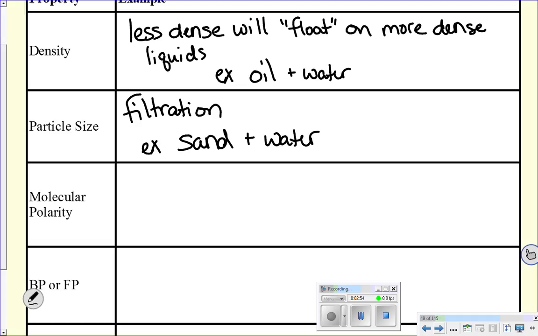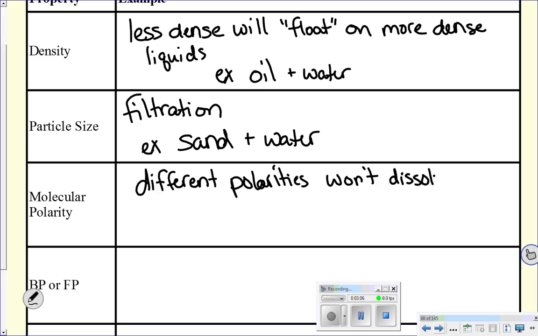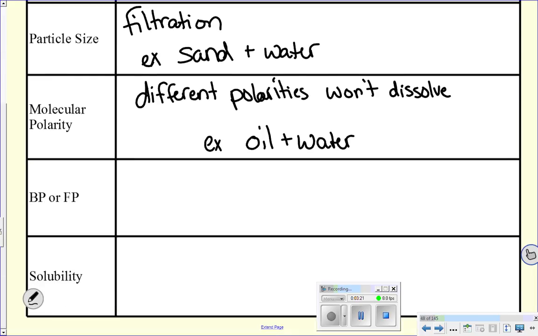Molecular polarity: if you have different polarities, substances with different polarities won't dissolve each other. Again, this ties back into that oil and water example. So whenever a question is asking you about molecular polarity and something dissolving something else, if they're not dissolving, it means they have different polarities. So that is a way to separate things.